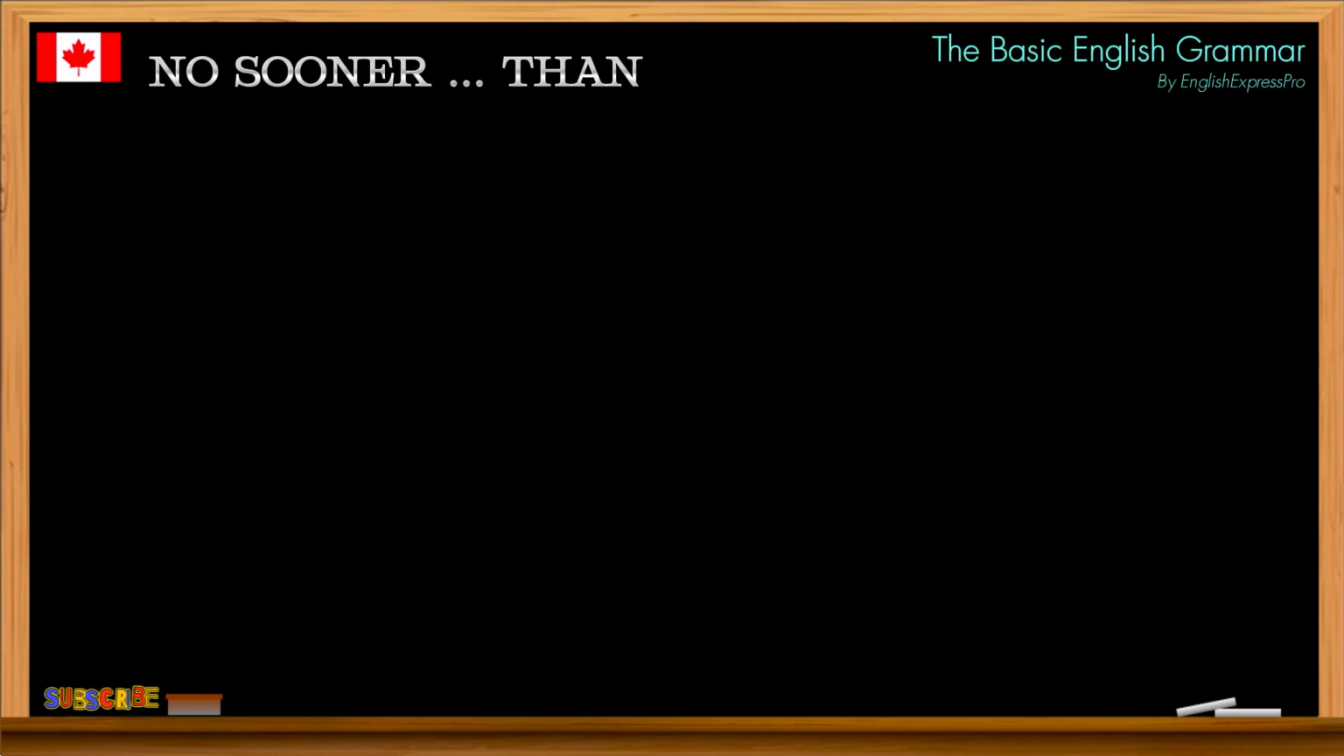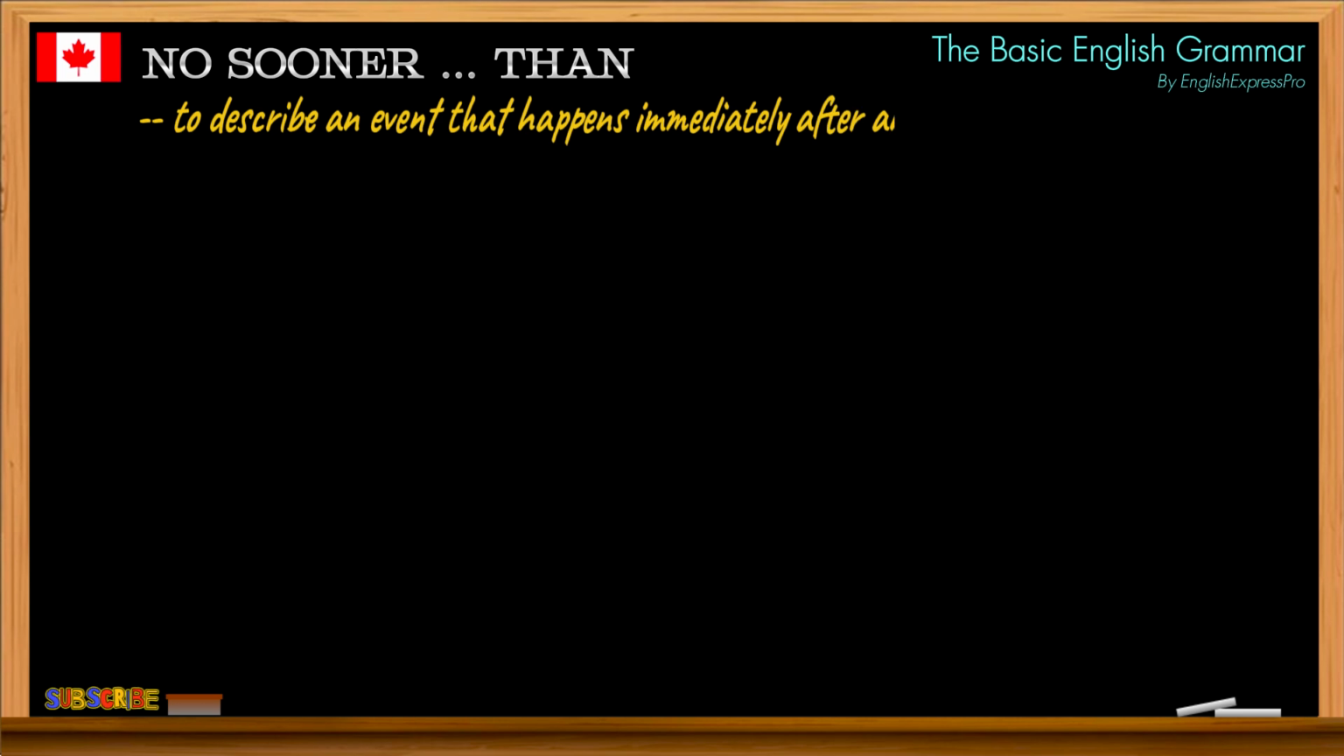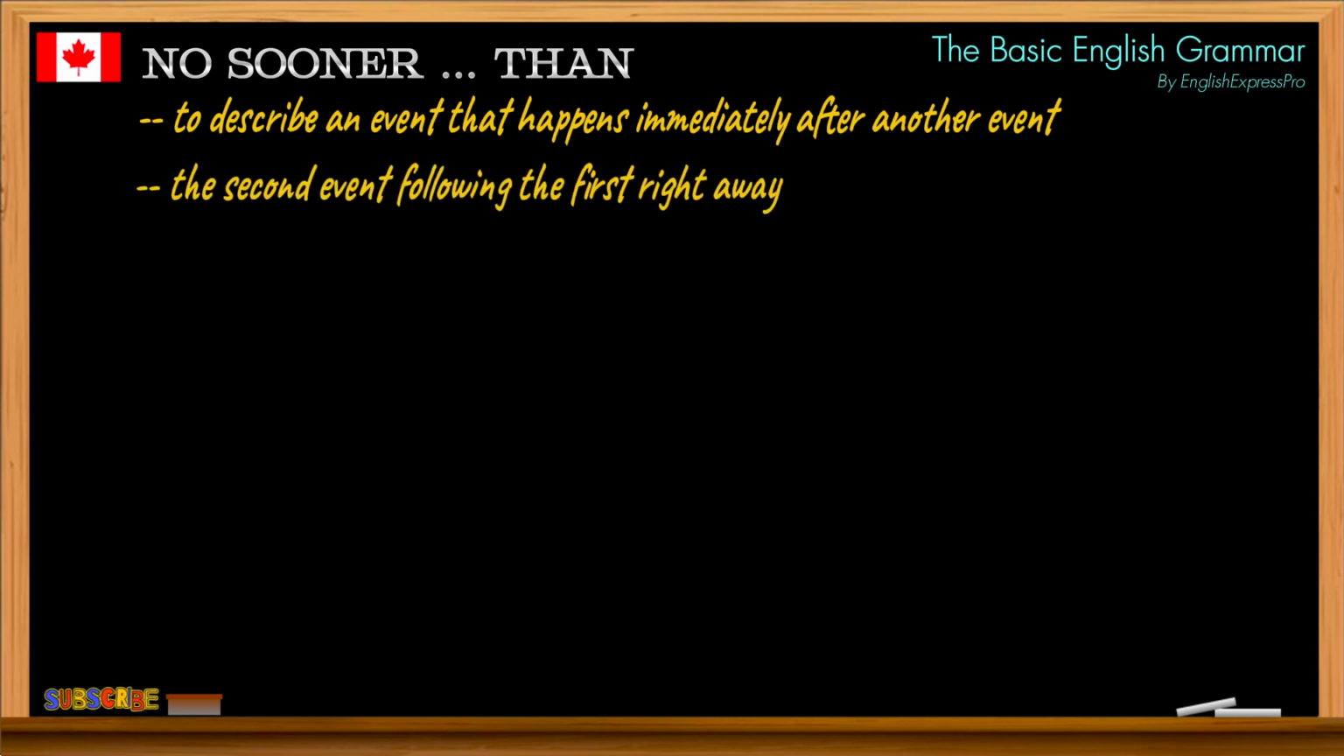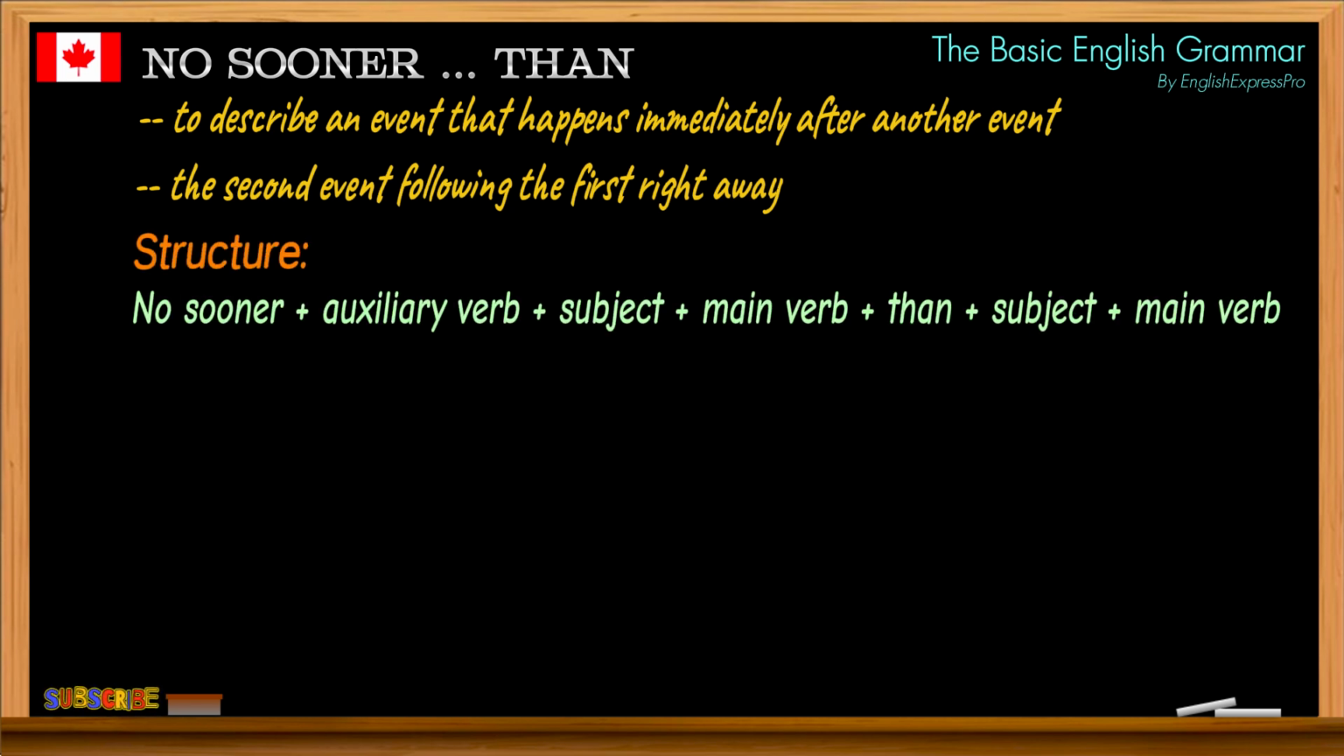The structure "no sooner than" is used to describe an event that happens immediately after another event. It emphasizes the promptness, or immediacy, with which the second event follows the first. Structure: no sooner, plus auxiliary verb, plus subject, plus main verb in the past perfect or past simple, plus than, plus subject, plus main verb in the simple past.